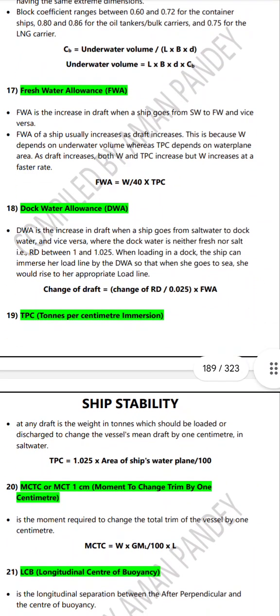Freshwater allowance is the increase in draft when a ship goes from seawater to freshwater and vice versa. Going from seawater to freshwater, the draft increases. This is because W depends on the underwater volume, whereas TPC depends on the water plane area.